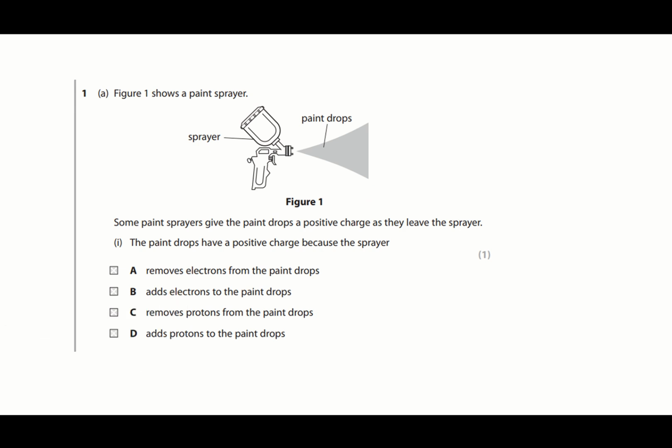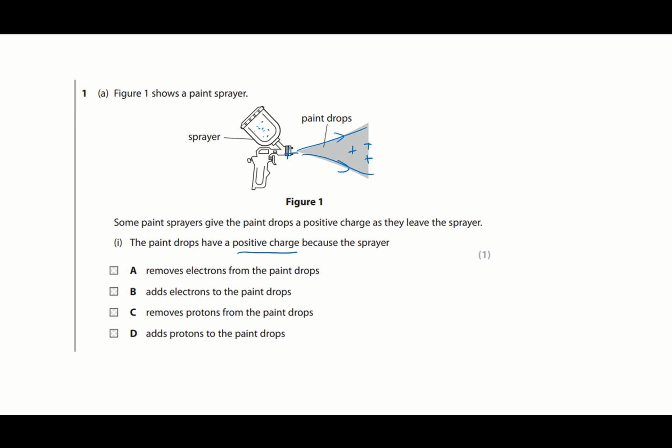Done. So, we've got a paint sprayer here, and we can see we've got some sort of paint, and it's a powder in there. And then we've got the paint drops coming out from here. It says some paint sprayers give the paints a positive charge as they leave the sprayer. So we'd end up with a positive nozzle there, and then all the paint's going to be positive. The paint drops have a positive charge.